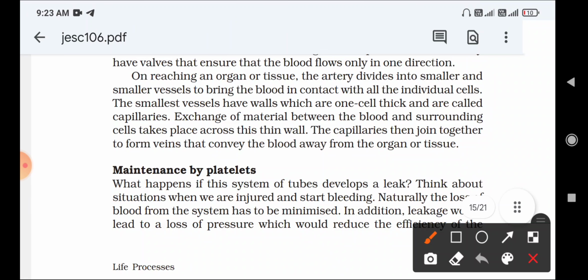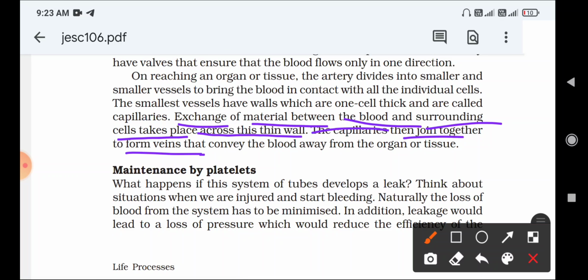You can write: exchange of material between the blood and surrounding cells takes place across the thin wall. The exchange of material between the blood and surrounding cells happens only through these thin walls. The capillaries then join together to form veins, which convey the blood away from the organ or tissue.